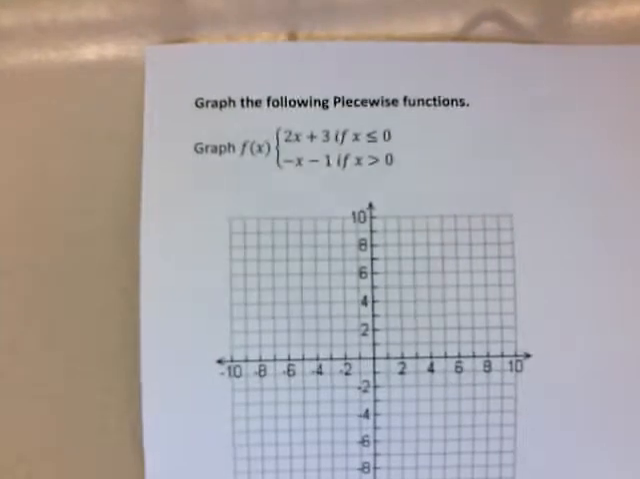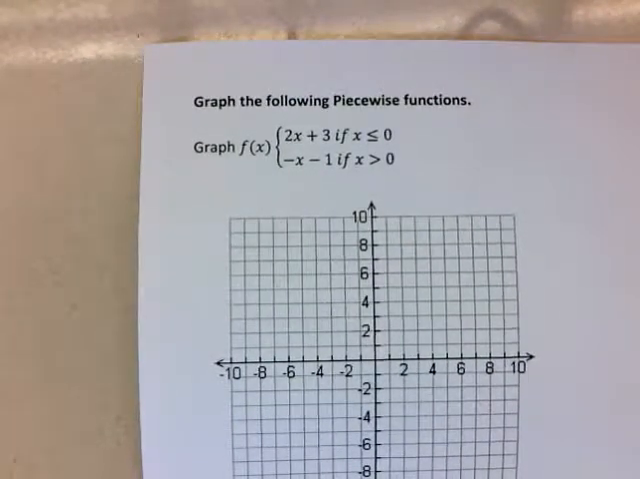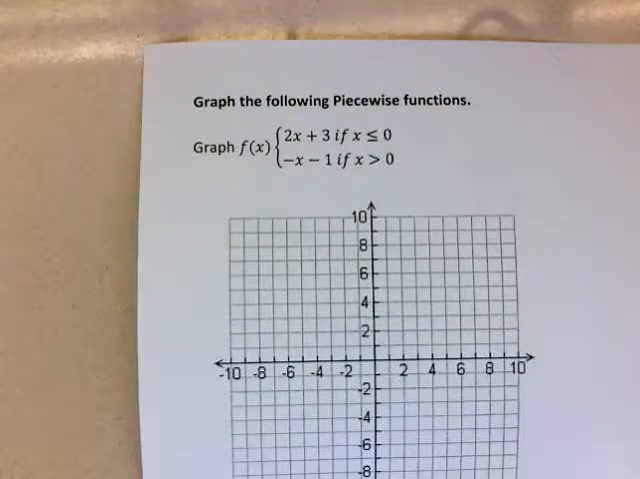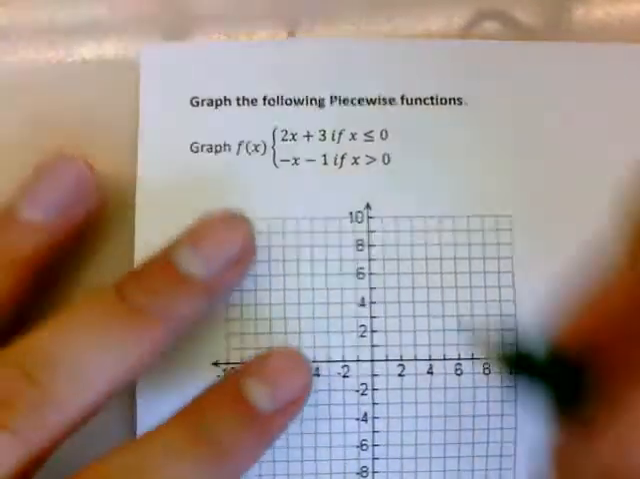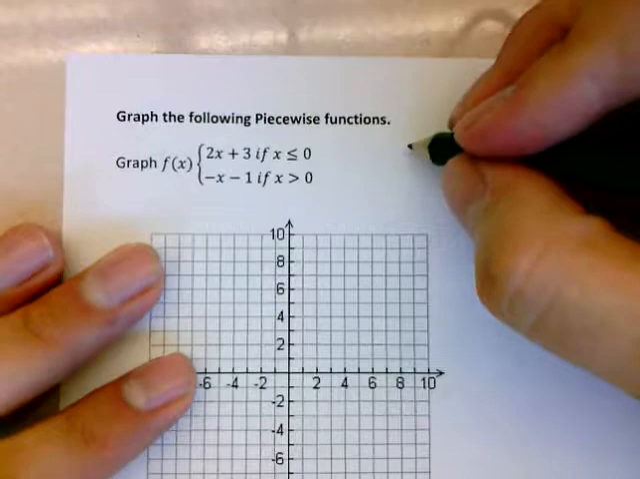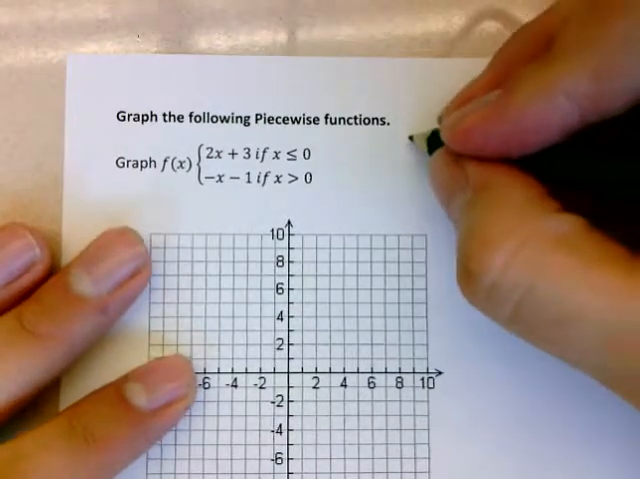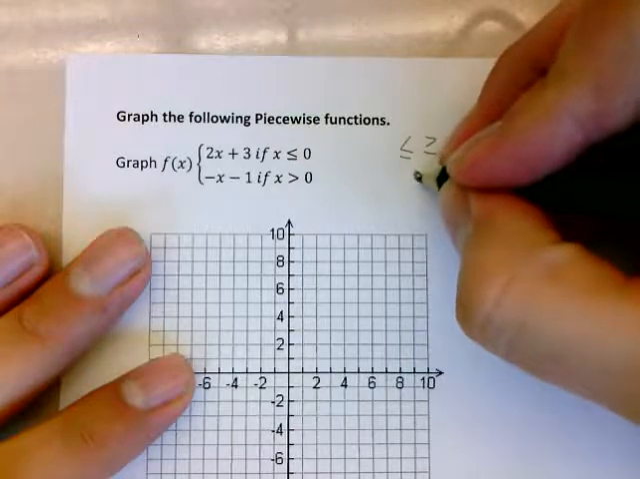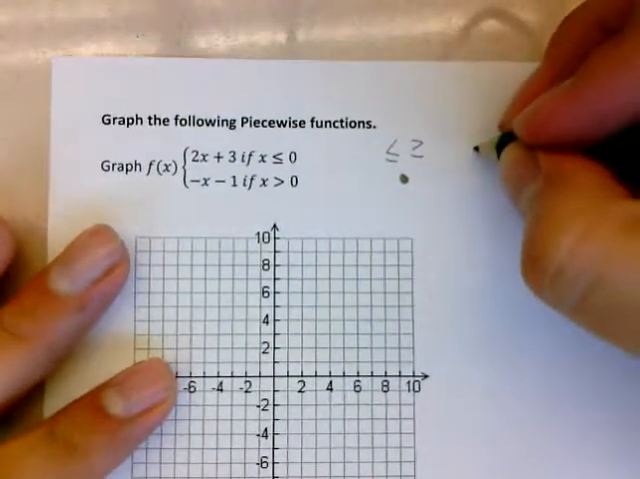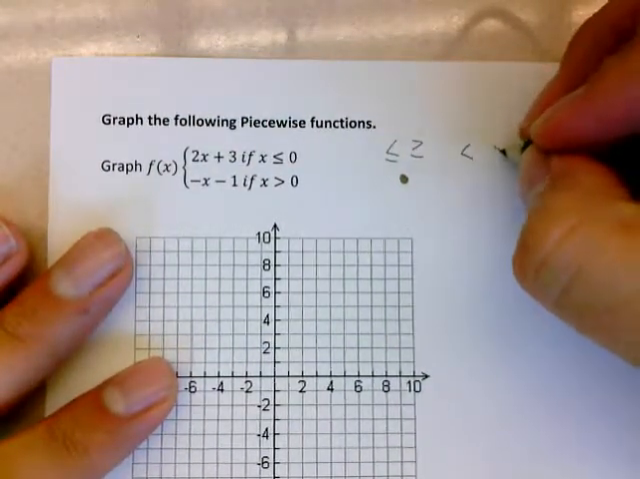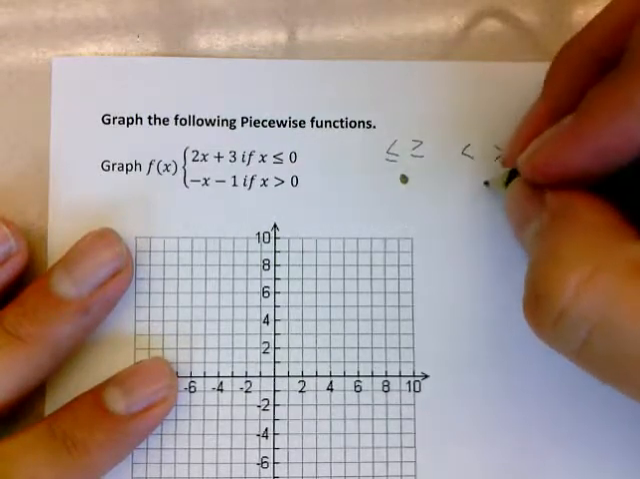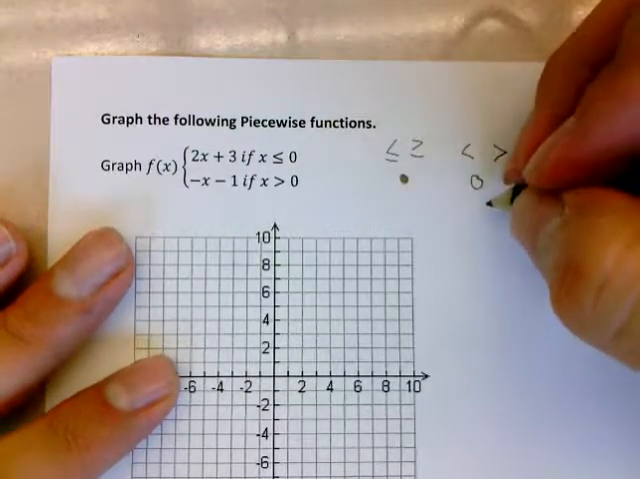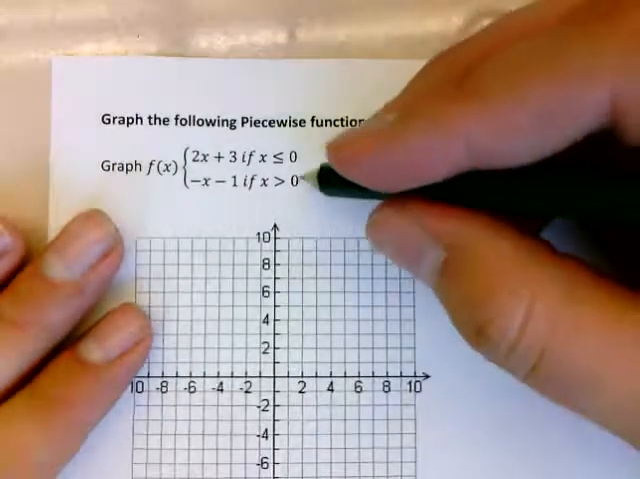All right. So anyway, let's remember back to our inequality days. Whenever we have less than or equal to or greater than or equal to, we had a closed dot, remember? And whenever we had greater than or less than, we had an open dot. This is going to help us with this.